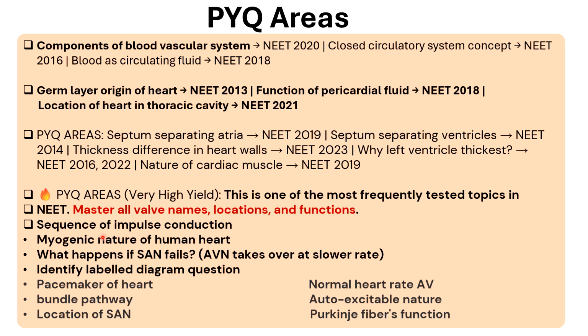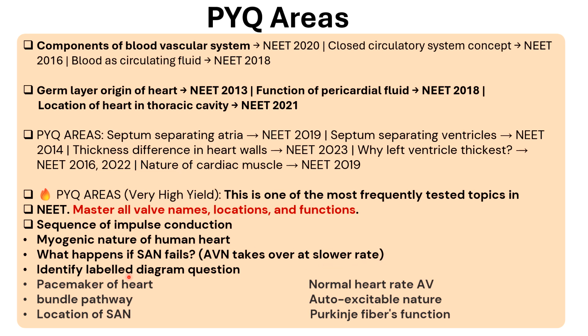Then what is the sequence of impulse conduction? SA node, AV node. Then from the AV node you have the bundle of His or the AV bundle. From the AV bundle it goes to the left and the right branch, and then finally to the Purkinje fibers. That is also very important. Again, the myogenic and auto-excitable nature of the heart is very important. What happens if the SA node fails? Then the AV node takes over at a slower rate. That is a concept-based question.